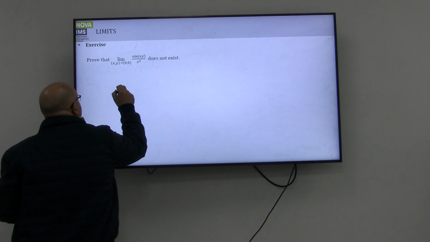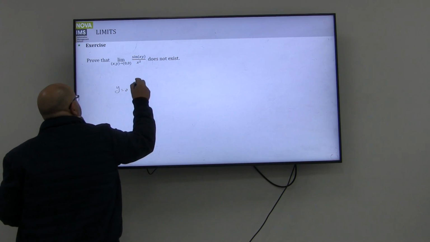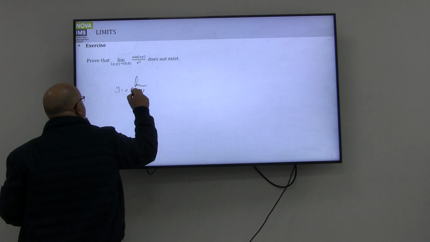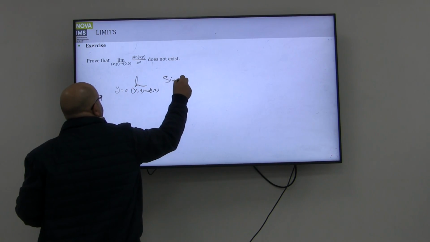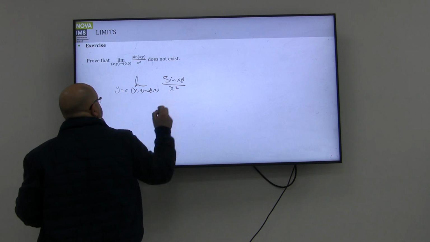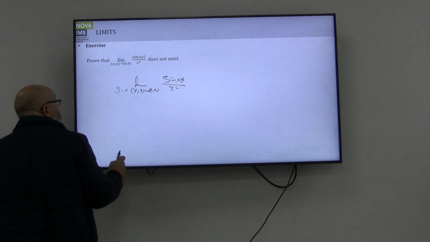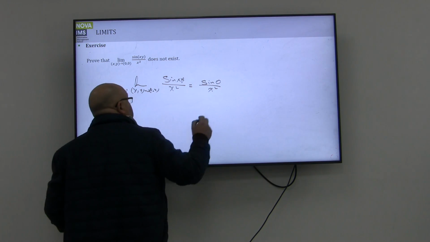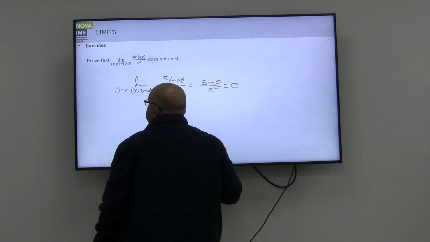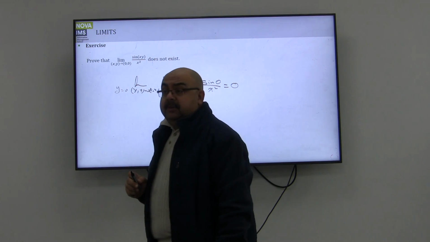the path y equal to 0. So it's going to be the limit as (x, y) tends to the origin of sine of xy divided by x squared. Here I'm putting y equal to 0, and in this case you will have sine of 0 divided by x squared, which means 0. So the limit through y equal to 0 is going to be 0.